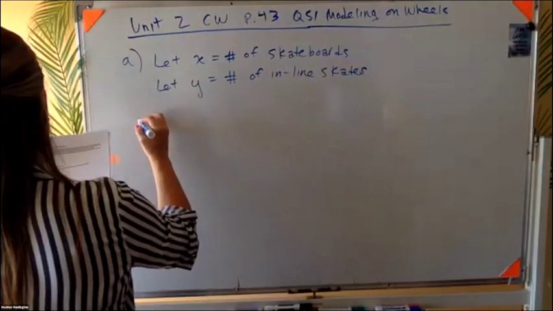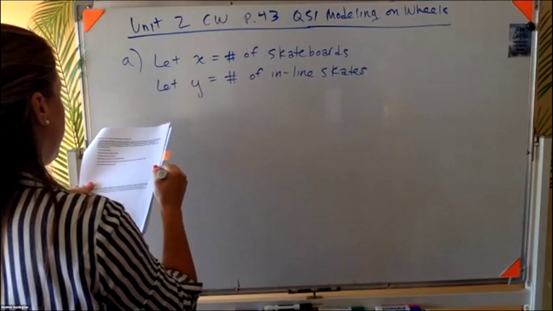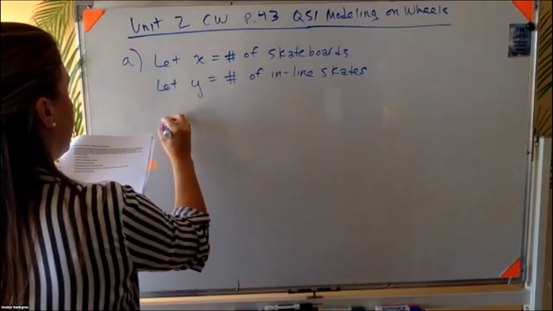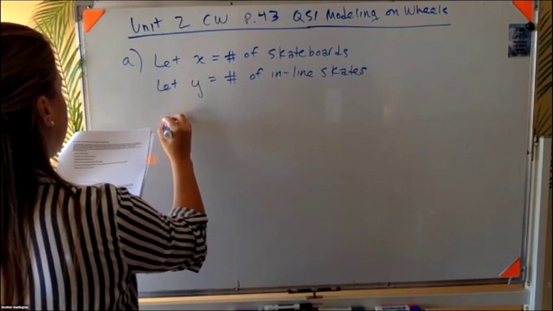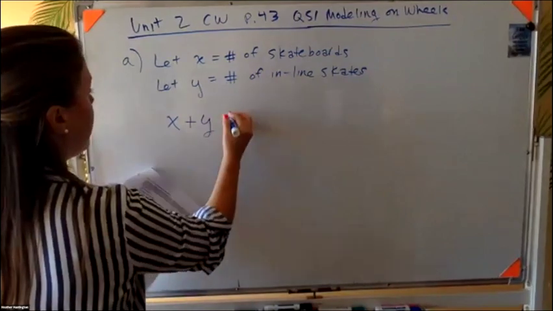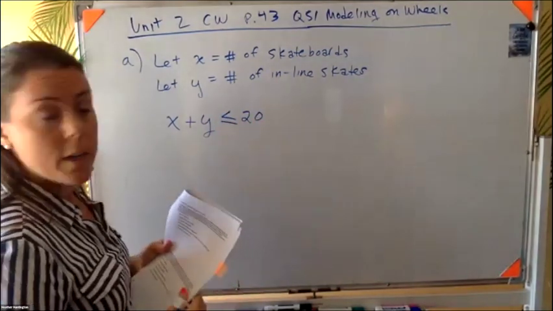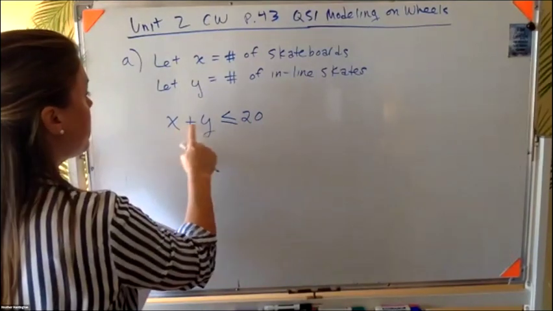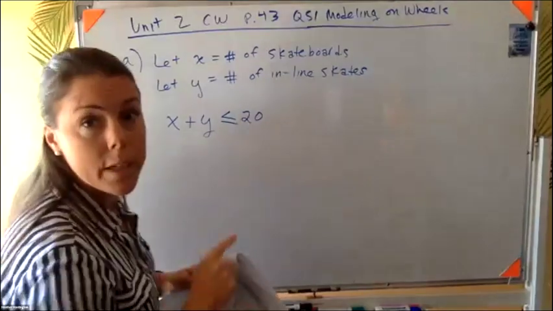And then part A, so the first one, so the company can produce a maximum of 20 skateboards and pairs of inline skates per day. So that's going to be X plus Y has got to be less than or equal to 20, right? The number of skateboards plus the number of inline skates has got to be less than or equal to 20.